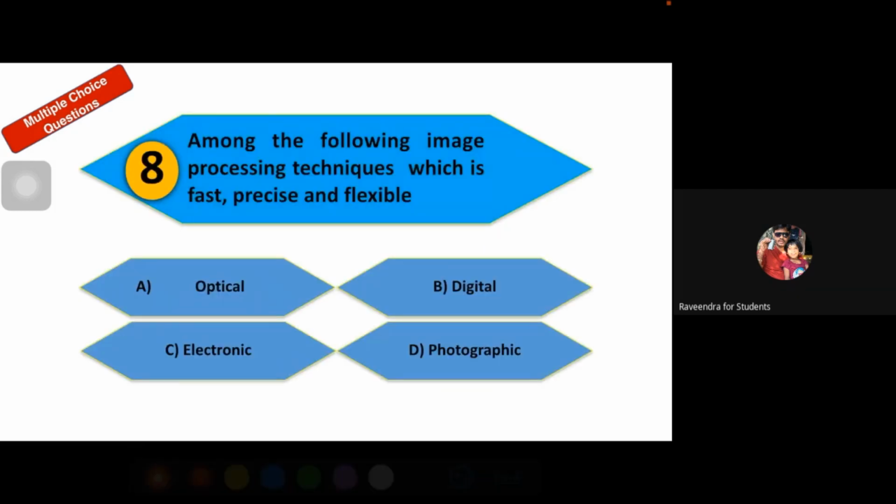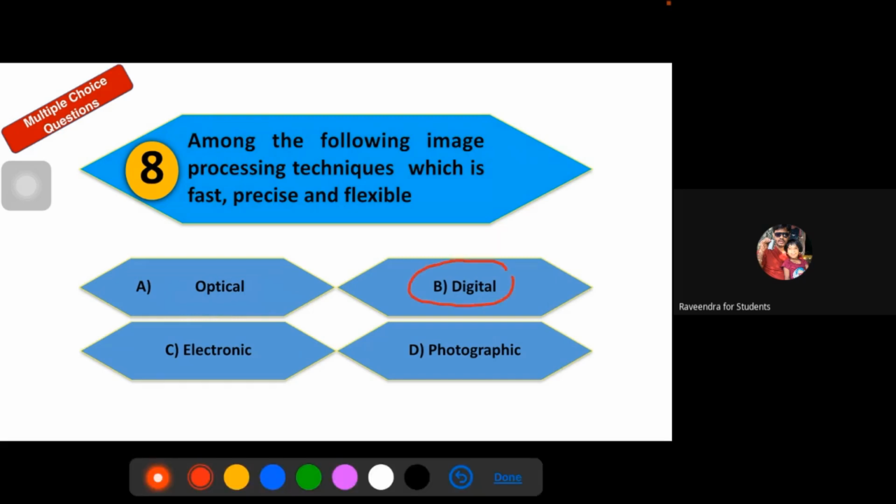Among the following image processing techniques, which is fast, precise, and flexible? So this is the main advantage of digital processing, which is fast, precise, and flexible. Therefore, what is the option? Digital image processing, or simply digital processing.